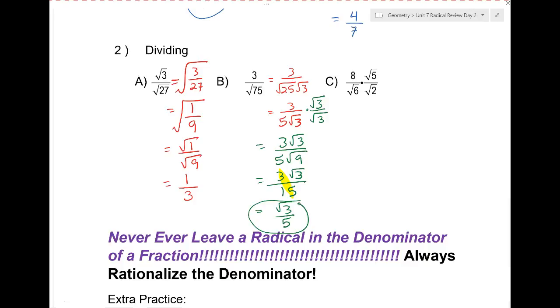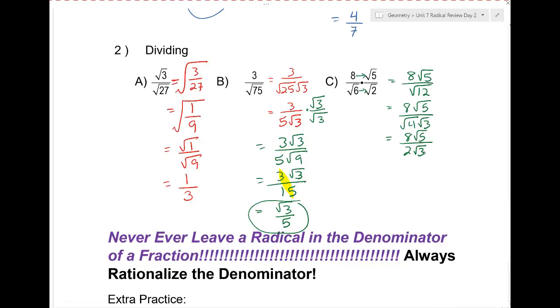Okay, let's try C. All right, for this one, we're going to multiply stuff together first. So we're going to go strictly across. And so I end up getting 8 times the square root of 5 over the square root of 12. Now again, I tell people I think you should simplify first before you go any further. So I get 8 times the square root of 5. Well, what comes out of the square root of 12? Well, that's the square root of 4 times the square root of 3. I get 8 root 5 over 2 root 3. Let's rationalize the denominator. What do you guys think?